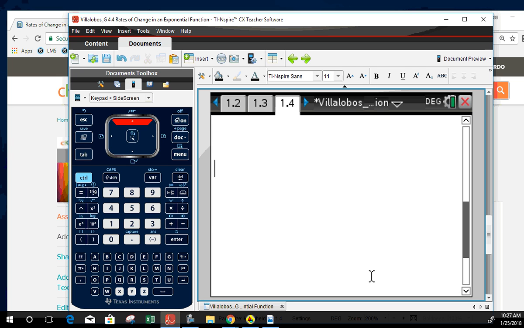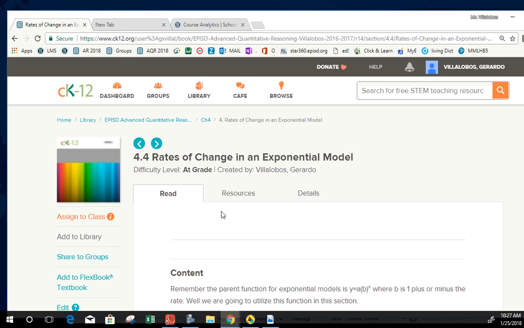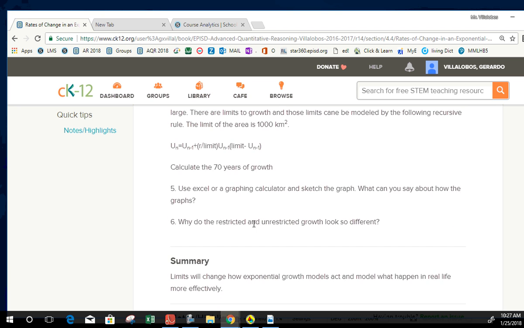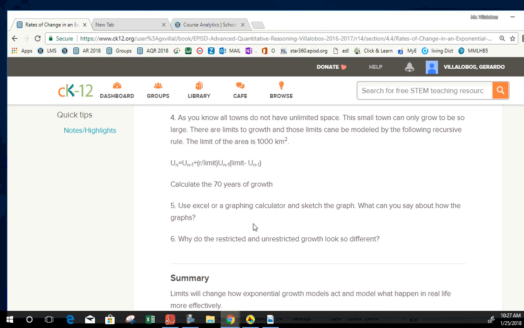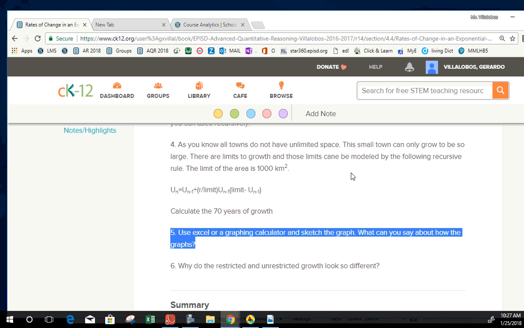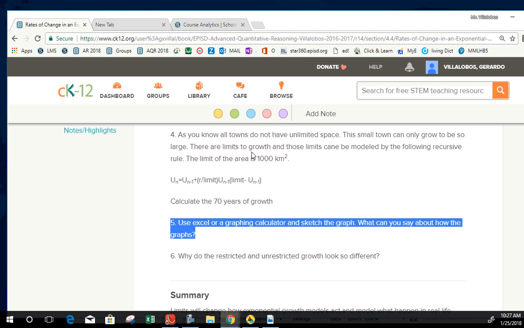4, 5, and 6. So 4, let's take a look at that. What is 4? As you all know, towns do not have an unlimited amount of space, so a small town can only grow to be so large. There are limits to the growth, and it can be modeled by following this recursive rule.